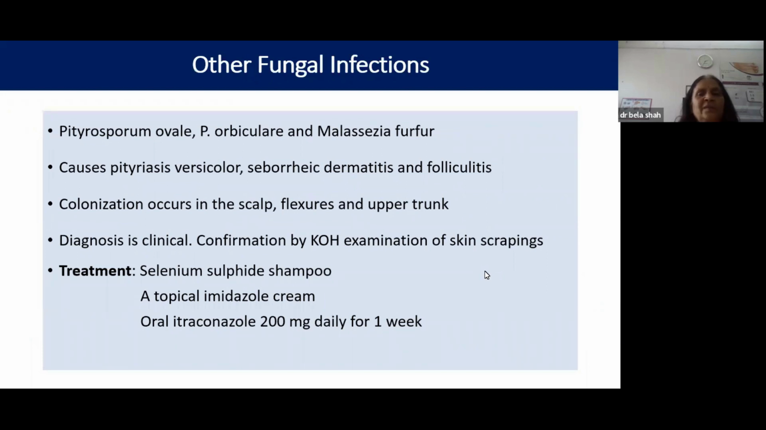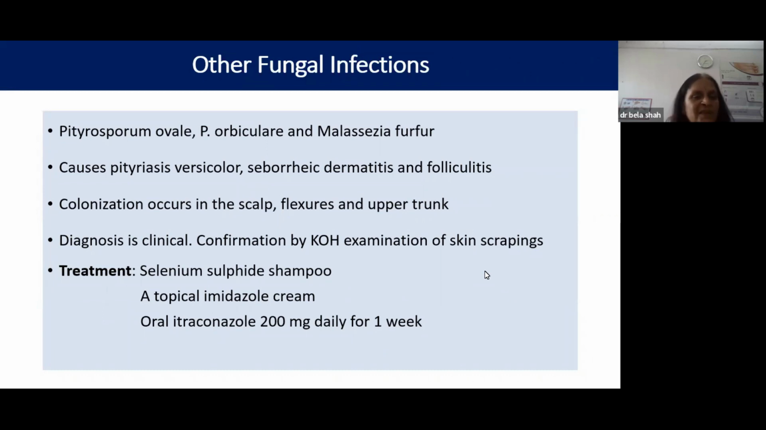So this is a very common condition. What we also see in our clinical practice is Pityrosporum versicolor, or tinea versicolor, caused by the Malassezia group of fungi like Pityrosporum ovale and Pityrosporum orbiculare. What we see on the skin surface is hypopigmented macules and patches with slight elevation of the border, covered with very fine scale.